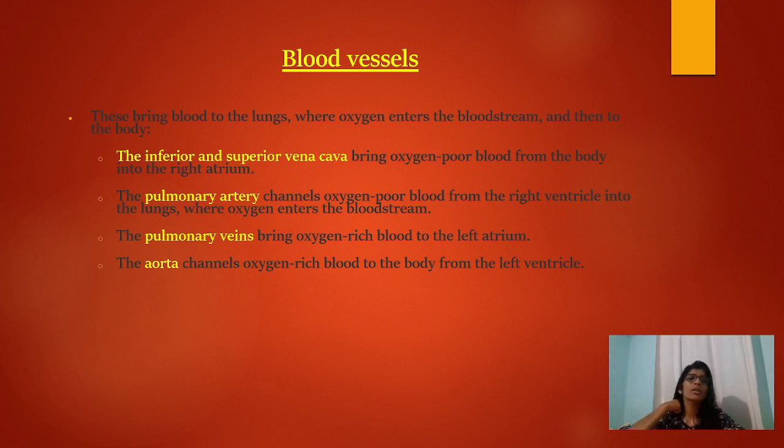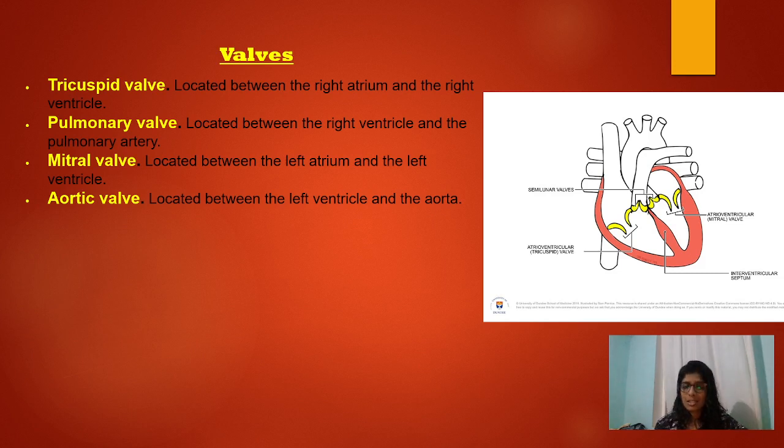So what we have learned? We have learned that the human heart has four chambers, the two atria and two ventricles, and then there are blood vessels connected to it. Blood vessels pump blood to different parts of the body, and also carry blood to the heart from different parts of the body. The inferior and superior vena cava, the pulmonary artery, the pulmonary vein, and the aorta are the four basic and important blood vessels of the human heart. And that's not over.